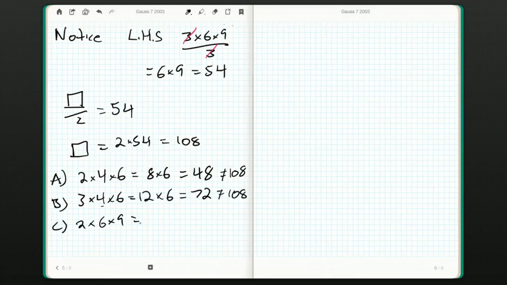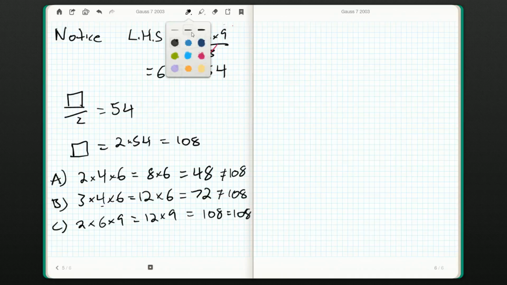C was 2 times 6 times 9. This is the one I predicted would be the right answer. Because over 2, the 2's will cancel out, and I'll be left with 6 times 9, just like I was left with 6 times 9 on the left-hand side. Okay? 2 times 6 is 12. And times 9, well, that is 108. So we've got the right answer right there, and we don't need to go any further.